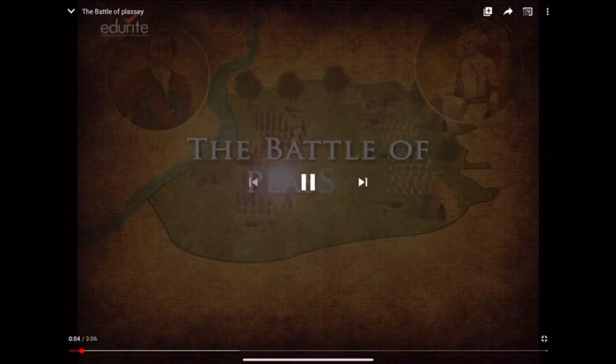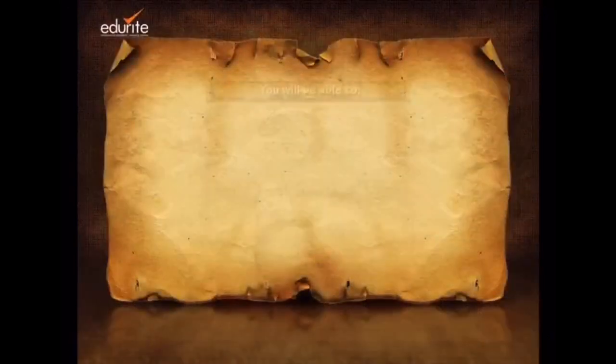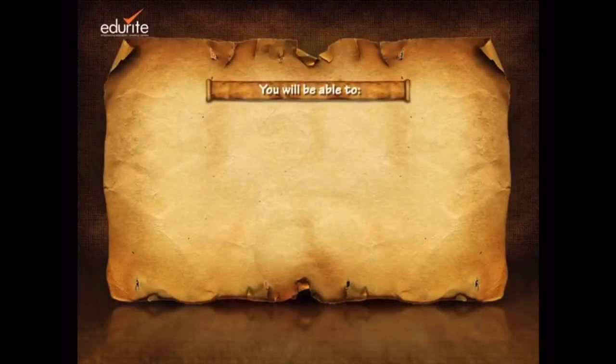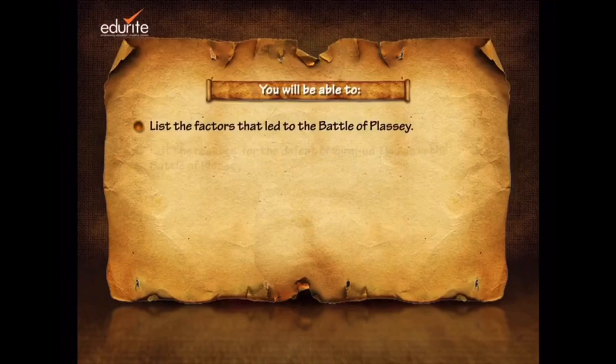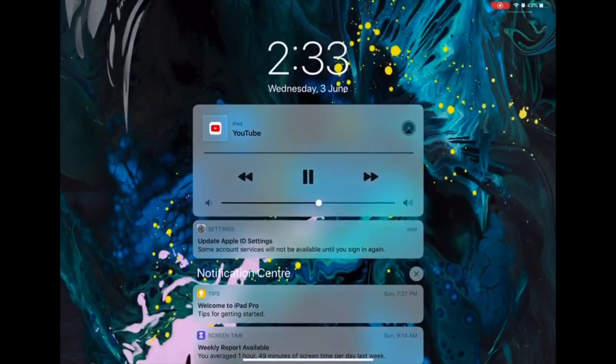Now let me show you, yes, here it is. Of Plassey, you will be able to list the factors that led to the Battle of Plassey. List the reasons for the defeat of Sirajuddaula in the Battle of Plassey.